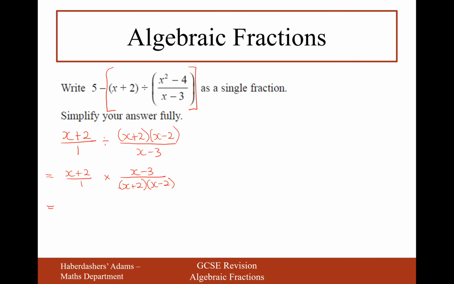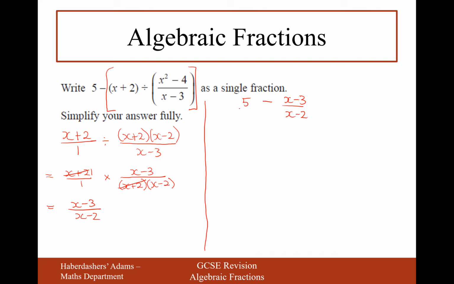Right, so cancel out the x plus 2's on top and bottom, so we're left with just a fraction of 1 over 1 on the left, so it's just going to be a final answer of x minus 3 over x minus 2. So that's what 5 needs to subtract. So now the next part of the calculation is 5 subtract x minus 3 over x minus 2.